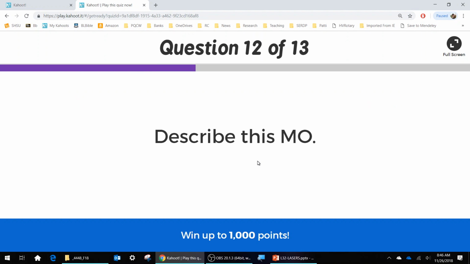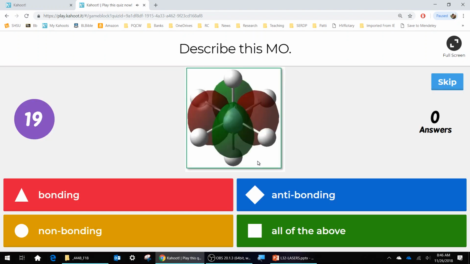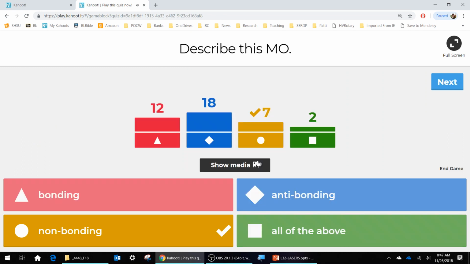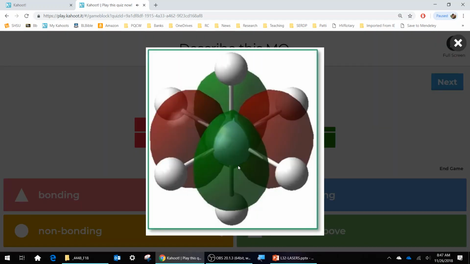Describe this MO. Is this one bonding, anti-bonding, non-bonding, or all of the above? How can you tell? It's non-bonding. Let's look at the picture. Do I see any electron density between any of the atoms? Here's a hydrogen, there's the metal, there's no electron cloud between us. So it's not contributing to the bond.